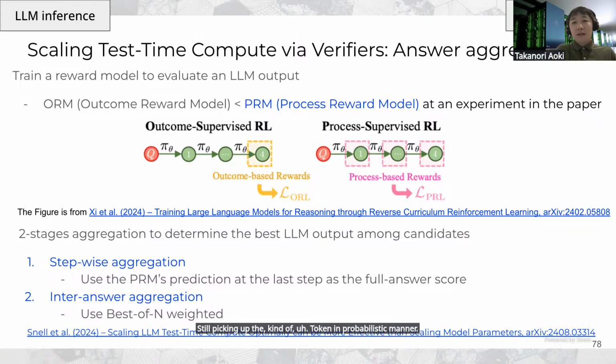Let's say we have 3 candidates, and each candidate has a score, and based on the score, the candidates are picked in a probabilistic manner instead of a deterministic manner.